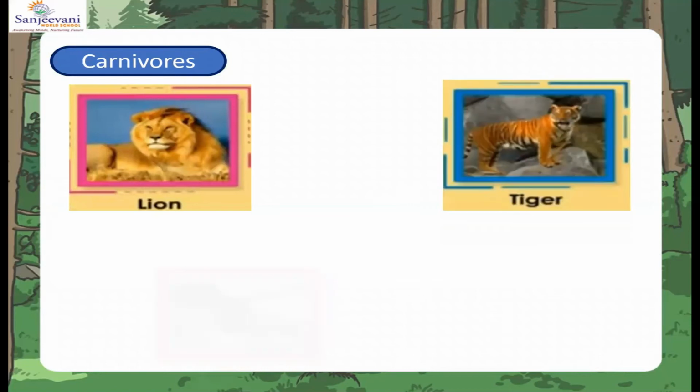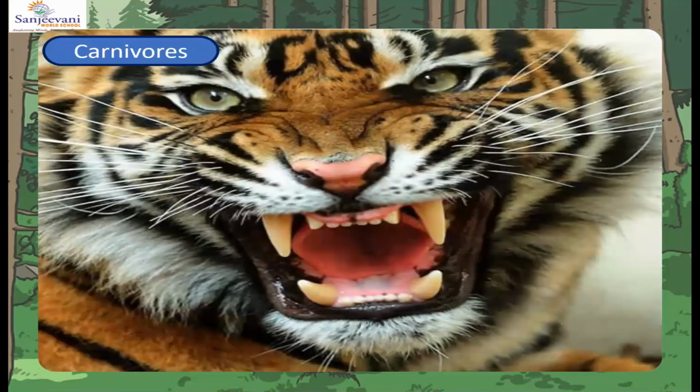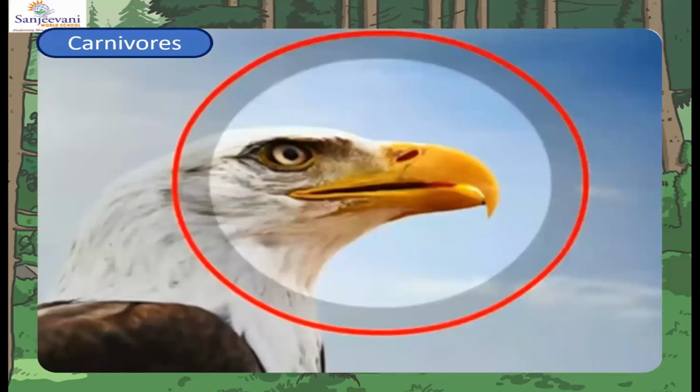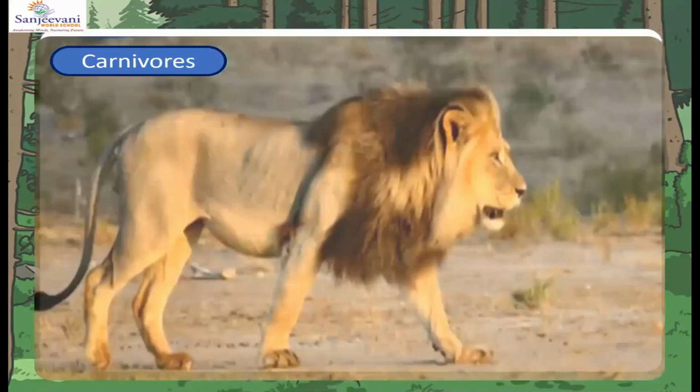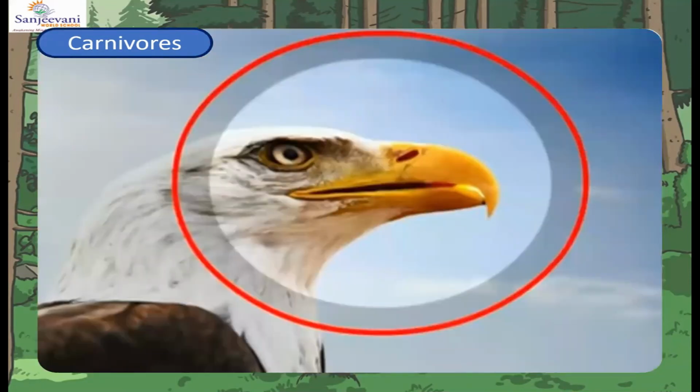Carnivorous animals such as lion, tiger, eagle, vultures, etc. eat flesh. Most carnivorous animals have long, sharp pointed teeth and strong beak to tear the flesh. Their strong legs help them run fast and catch their prey. Birds such as vultures and eagles have sharp hooked beaks to catch the prey and tear its flesh.